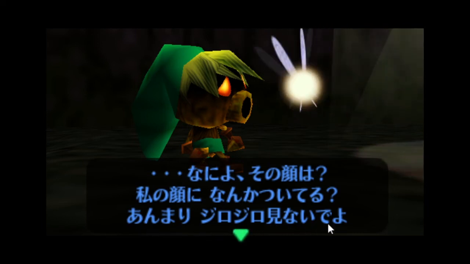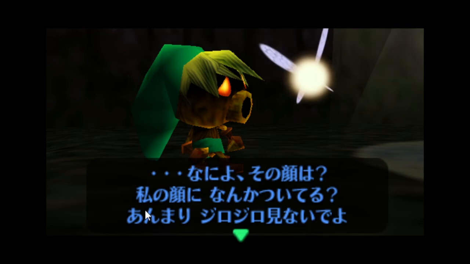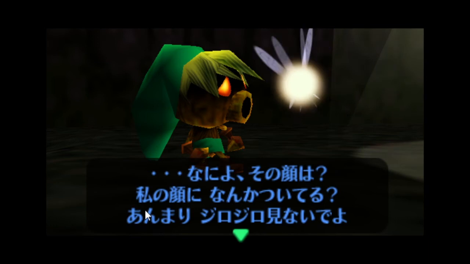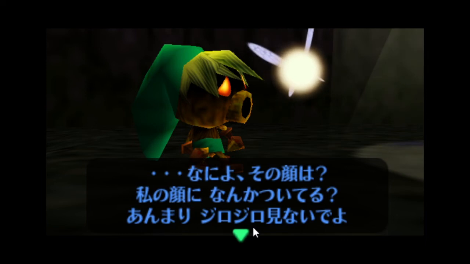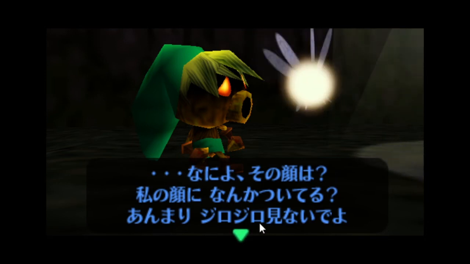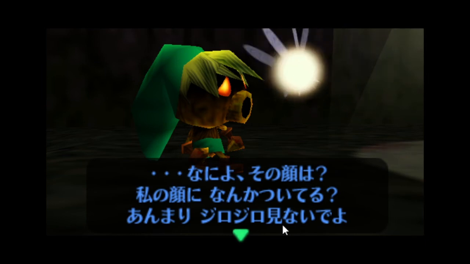Anmari jiro jiro minai de yo. Anmari kind of means excessively, I suppose. Yeah, that makes sense to me. Anmari. I think it means like excessively. Jiro jiro, I think, is just like an adverb for looking at something. My dictionary just says like staringly, scrutinizing. Are the two sort of definitions there. So jiro jiro, I suppose, just means to look at someone for an excessively long time, maybe to stare at someone. And then miru is to look.